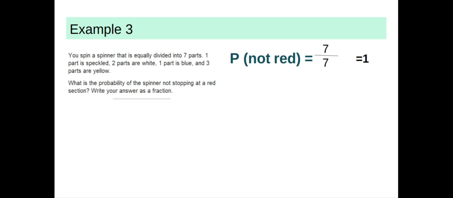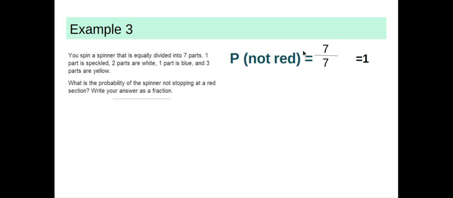We have a spinner that's equally divided into 7 parts. 1 is speckled, 2 are white, 1 is blue, 3 are yellow. They want to know the probability of the spinner not stopping at red. Well, I'm looking here. This is like one of those would-be tricksters. There aren't any red sections on this spinner. So the probability of it not stopping at red, yeah, it's never going to stop at red. It's 100% chance of not stopping at red.